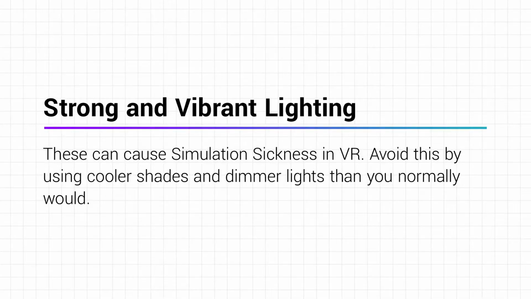Here are some additional tips to help you create experiences that minimize the chances of motion sickness for your end users. When you are designing worlds and levels for your VR experience, make sure to use dimmer lights and colors than you normally would in a traditional game. Strong and vibrant lighting in VR experiences can cause simulation sickness to occur more quickly. Avoid this by using cooler shades and dimmer lights than you normally would, which is something you'll need to test often to verify your project looks how you envisioned it.